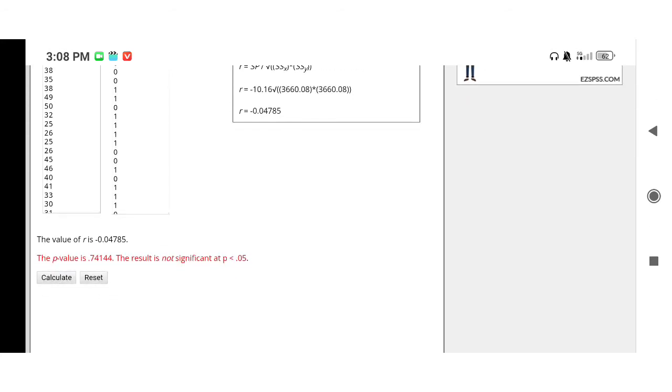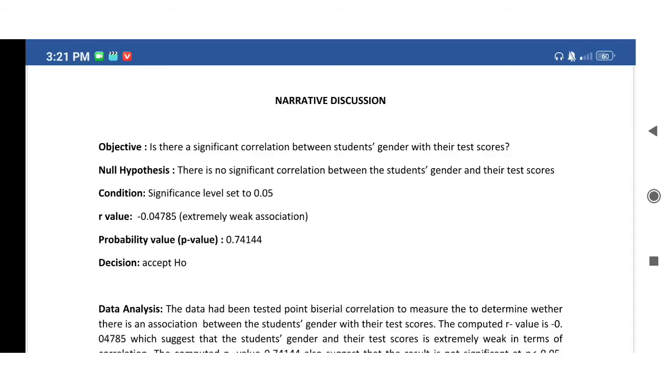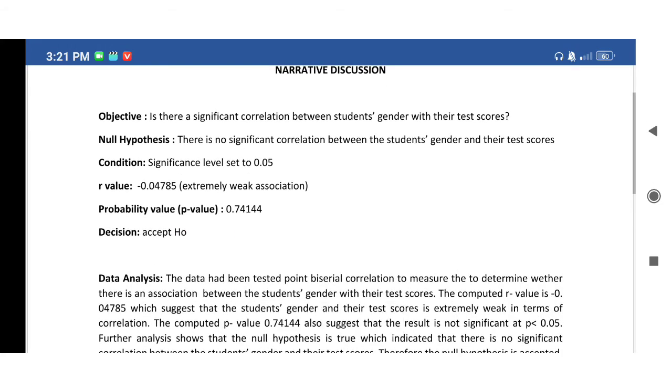So the value of r is 0.04785, and the p-value is 0.74114, meaning to say the result is not significant at p is less than 0.05. So to sum up the results, we have here the narrative discussion.